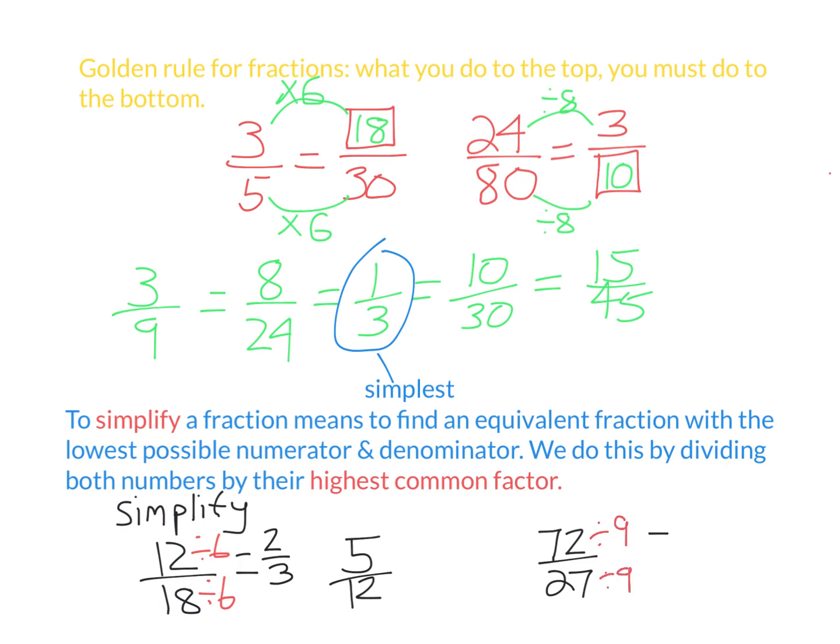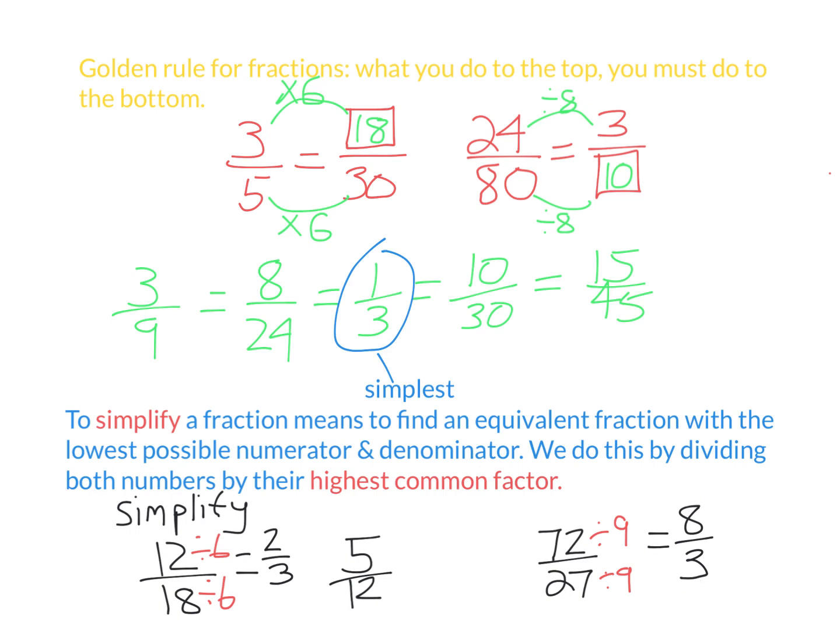So I divide 72 by 9, I divide 27 by 9. I can do whatever I want to the top number as long as I do it to the bottom. So 72/27 is the same as 8/3. Once again, this is an improper fraction.